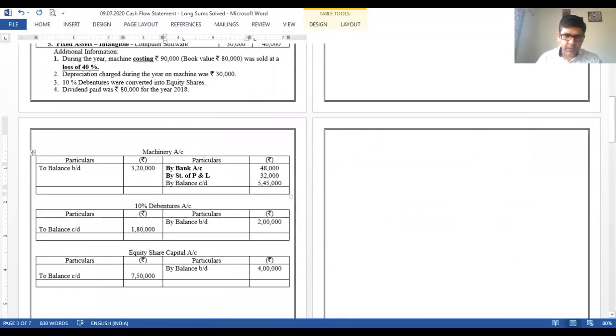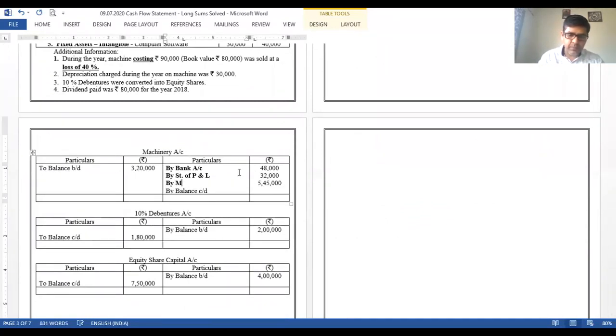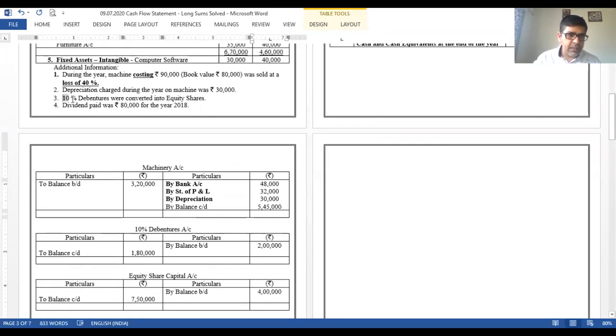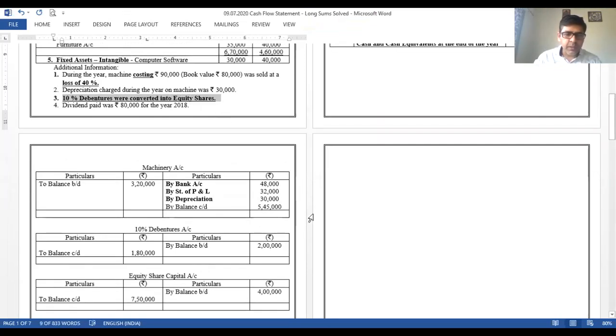So let us write over here by depreciation, because this is at its book value, so all the amounts need to come over there. 30,000. Okay. This is an adjustment. It's very important. 10% debentures were converted into equity shares. Now, the adjustment is very simple because this is a conversion. Because this is a conversion, no flow of cash is going to take place.